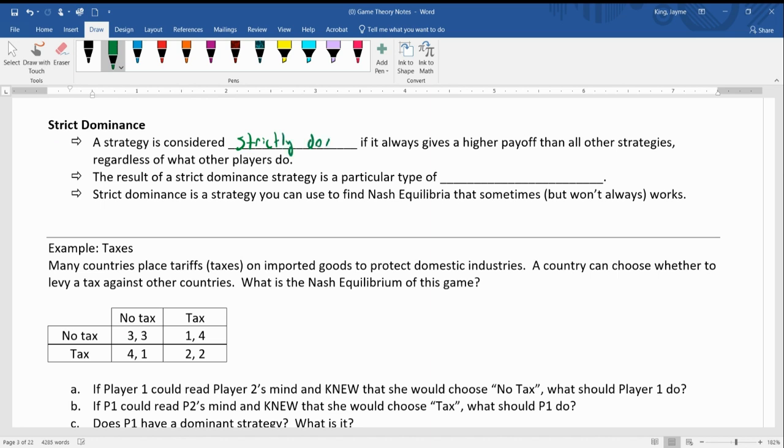if it always gives a higher payoff than all other strategies, regardless of what other players do. So this is one where I independently look at my outcomes and I say, well, no matter what, I'm better off doing this thing. So I'm always going to choose to do this thing because that will work out best for me. The result of a strict dominance strategy finds a particular type of Nash equilibrium.